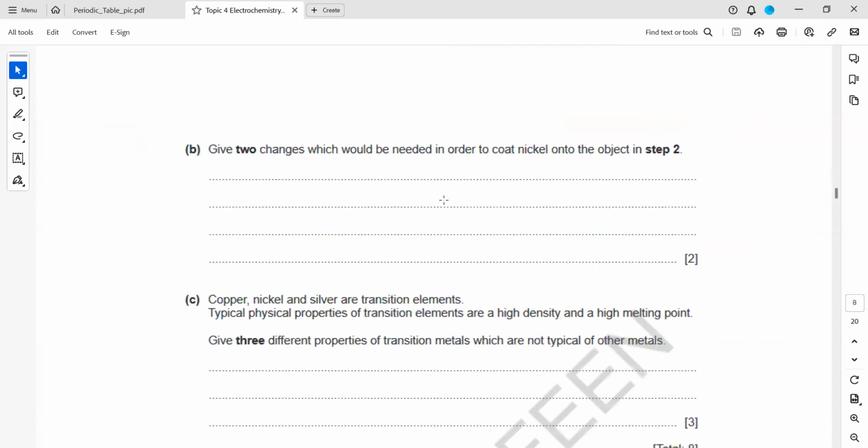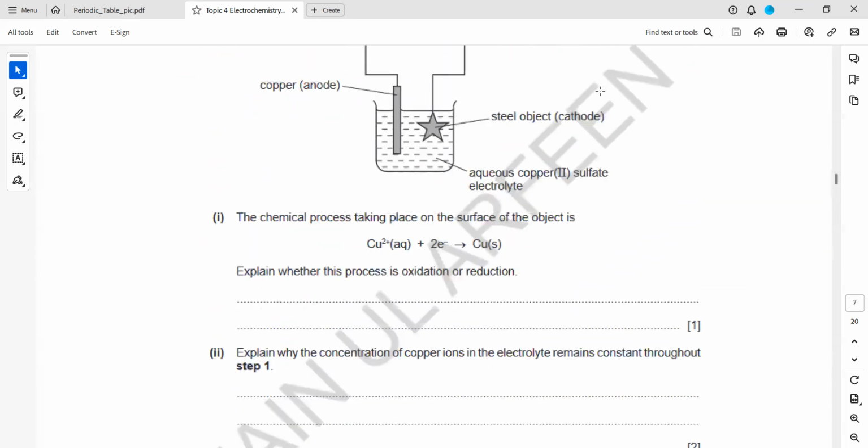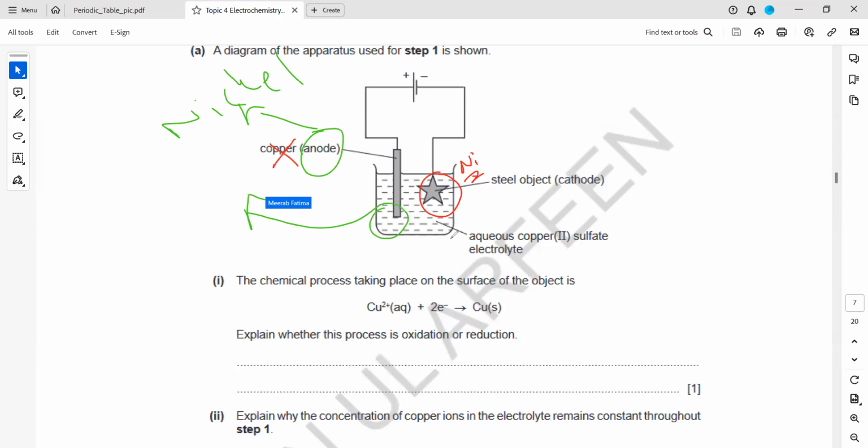Give 2 changes which we would need in order to coat nickel onto the object in step 2. If I want a nickel plating here, I want to coat this with nickel. What should we do? So we should change this copper anode to a nickel anode. And what about the electrolyte? So this electrolyte should also be a nickel one.